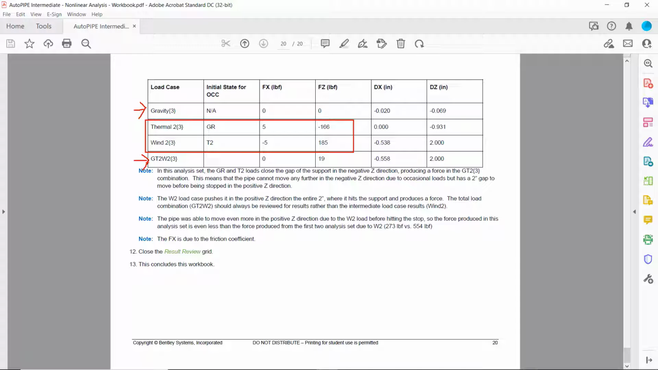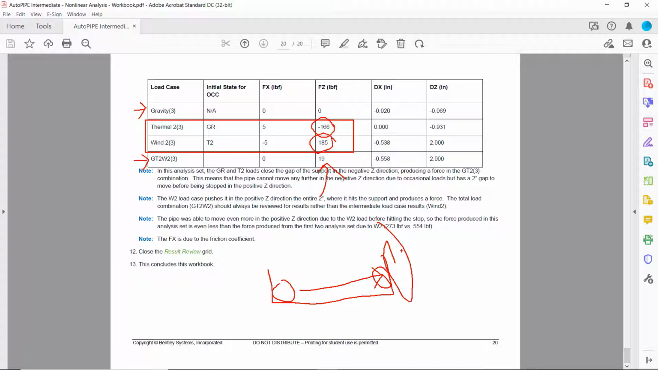So actually, I just made a mistake and said that the total load was 185 pounds. I was wrong. Remember, the pipe had 2 inches to move to the right. It moves all the way in the wind case and closes the gap. It applies 185 pounds to move that way, but first it has to overcome the negative 166 pounds of the thermal load, which leaves us with an actual total load on this support of 19 pounds.